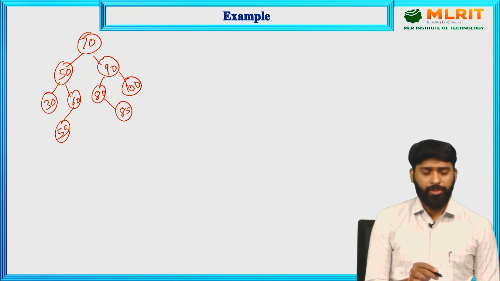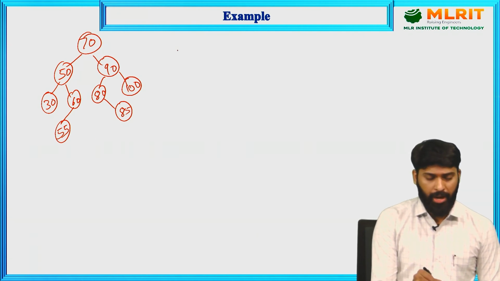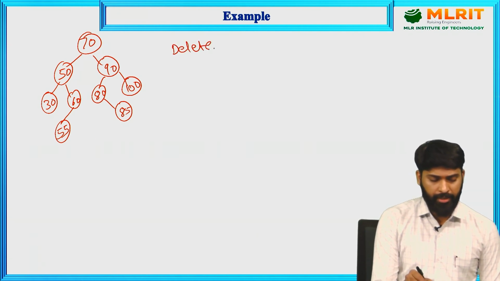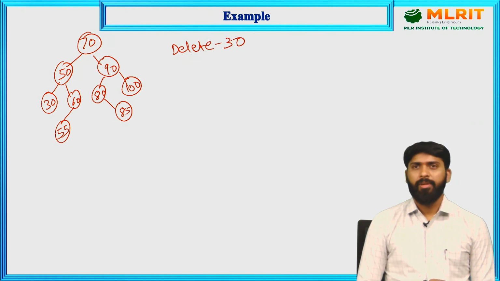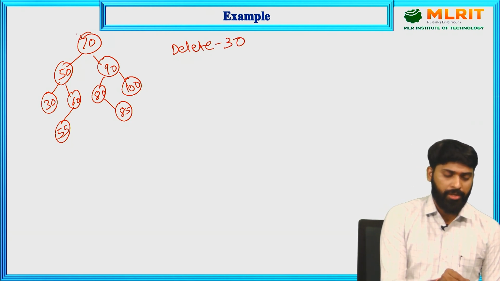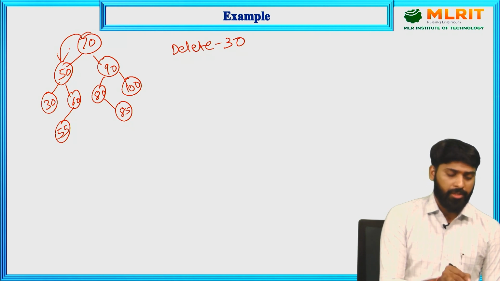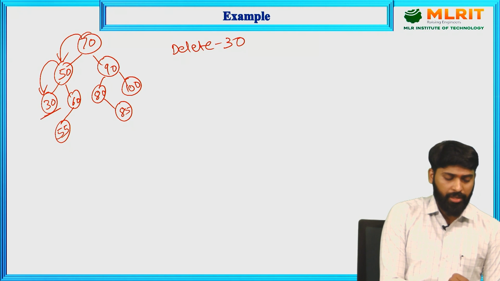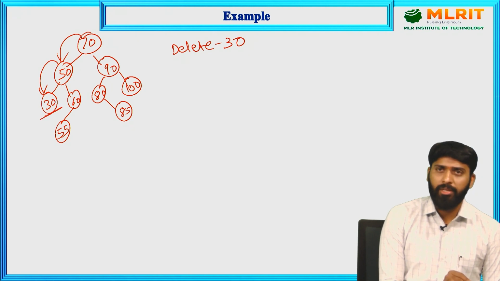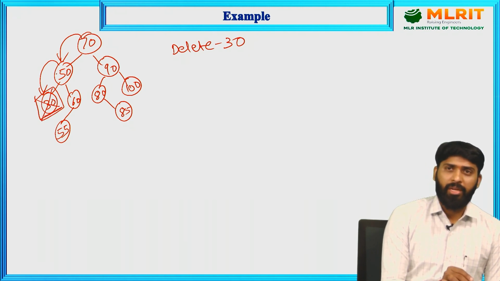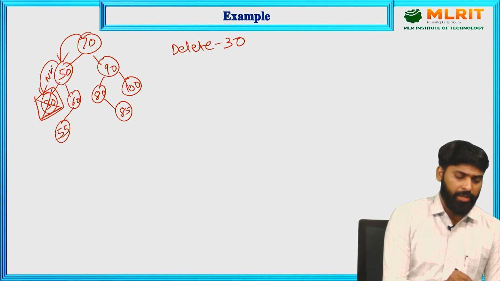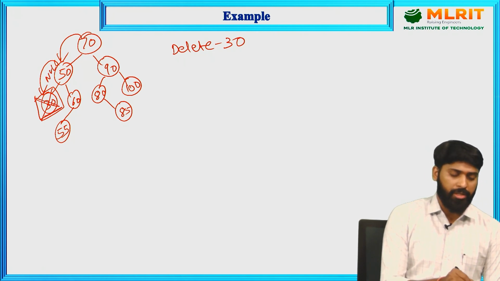So let us assume this is the tree. Now I want to delete 30. How? 30 is less than 70, so traverse to the left side. 30 is less than 50, so traverse to the left side. Is 30 less than 30? False. Is 30 greater than 30? False. So the left address of 50 will be null. Okay, now 30 is deleted.